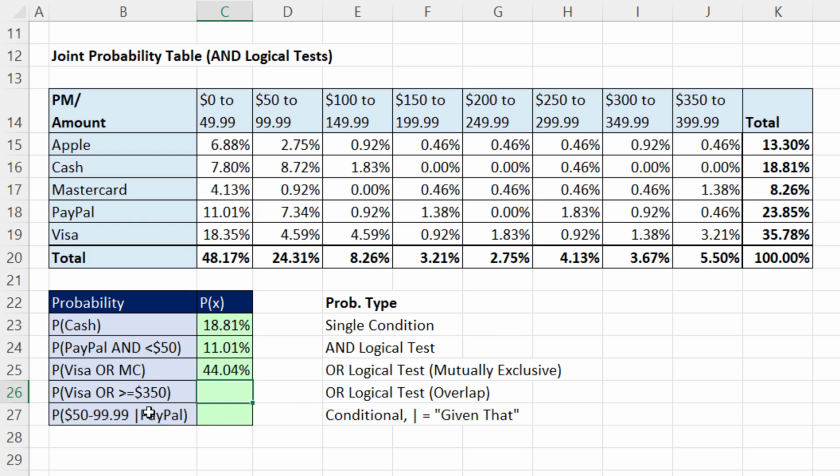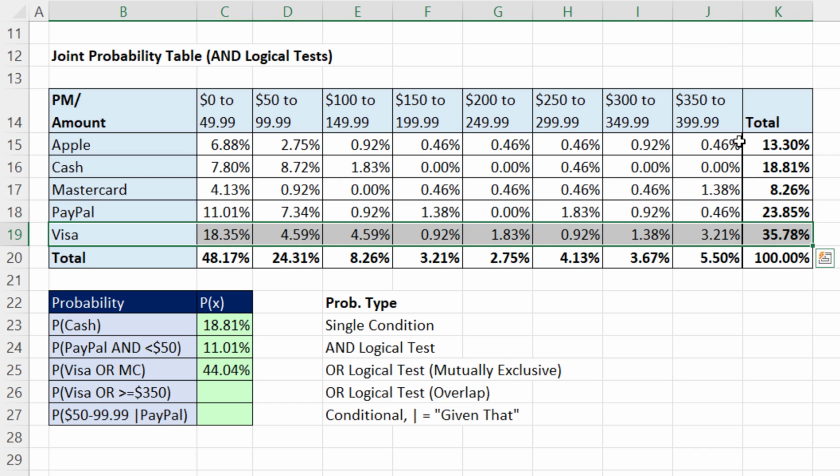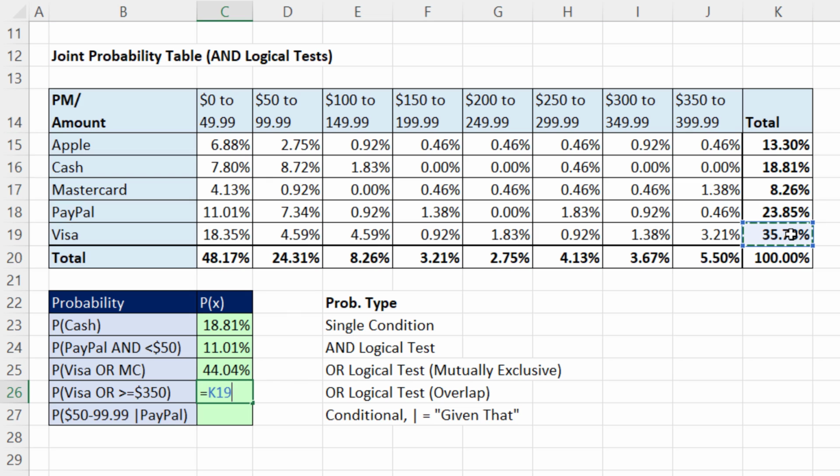When it gets to an OR logical test and there's some overlap, the categories are not mutually exclusive, then it gets a little bit tricky. And what this means is if we go Visa and greater than 350, well, right in the middle, that's an AND logical test. That means they did both. If we just added the marginal probabilities, we would be double counting. So we add the two marginal probabilities and subtract the AND logical test. So equals Visa plus greater than 350 minus the overlap. That's the AND logical test. And Enter.